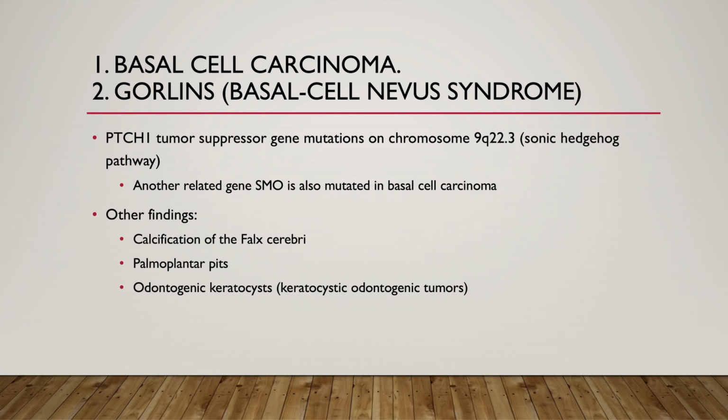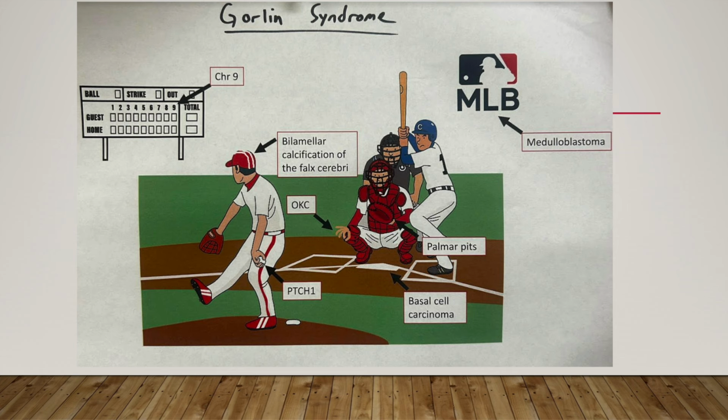This is Dr. Capon's helpful mnemonic. Gorlin syndrome, it's on chromosome 9 because you're in the 9th inning. You have this hat with 2 lines because you can get bilamellar calcifications of the falx cerebri. You can get an OKC, or odontogenic keratocyst. It's PTCH1, you get this on base, you have basal cell carcinoma, you have the palmar pits, and MLB for medulloblastoma.